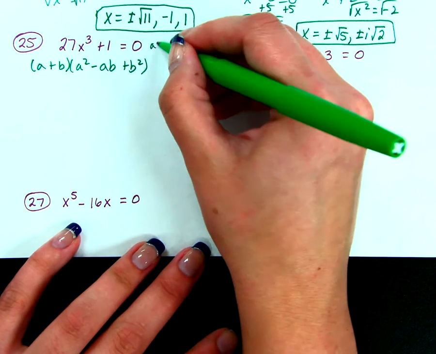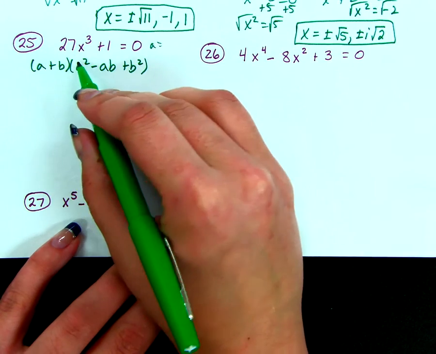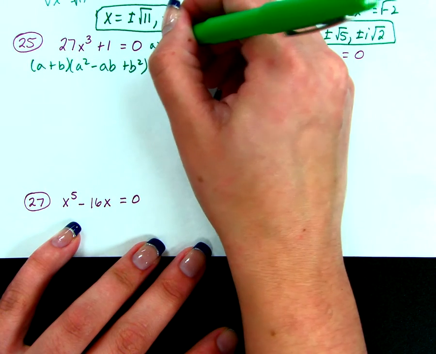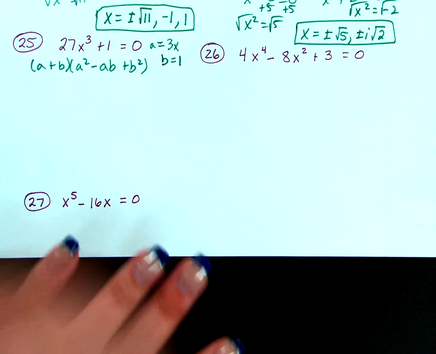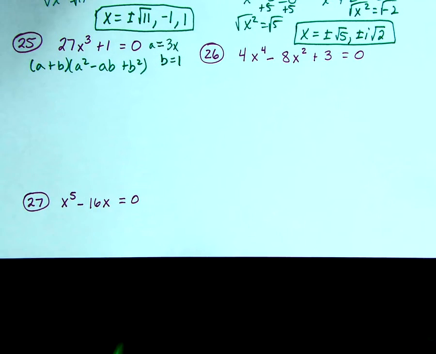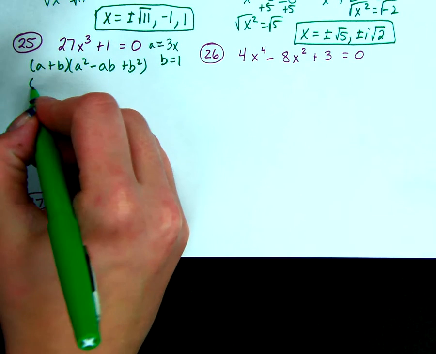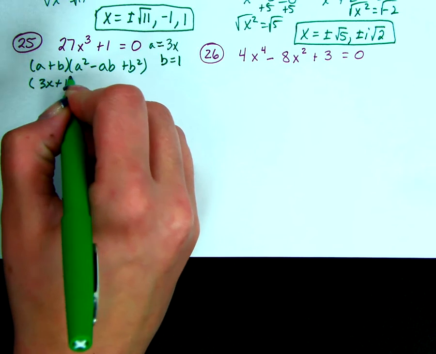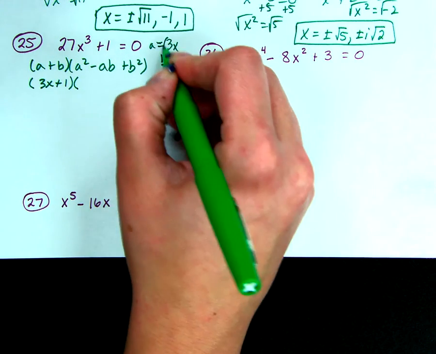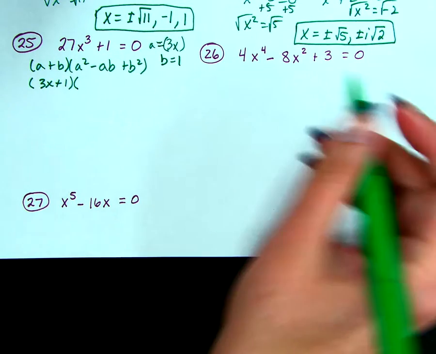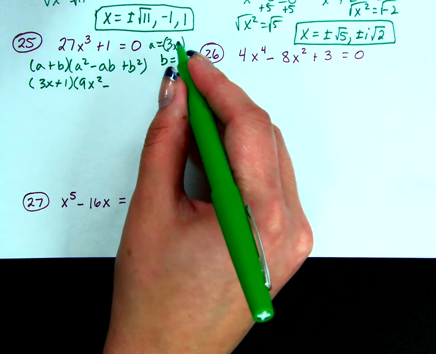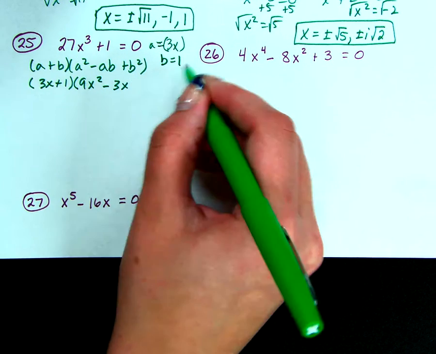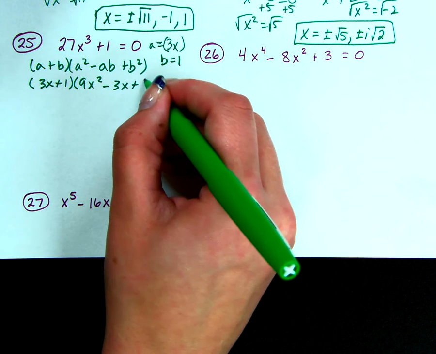So our a is the cube root of 27x cubed. So that is going to be 3x. The cube root of 1 is 1. So that is our b value. Okay. So that means that this will factor into 3x plus 1. Again, a squared, so we're squaring the quantity of 3x. So that'll become a 9x squared minus 3x times 1, so 3x. And then plus 1 squared, which is 1.